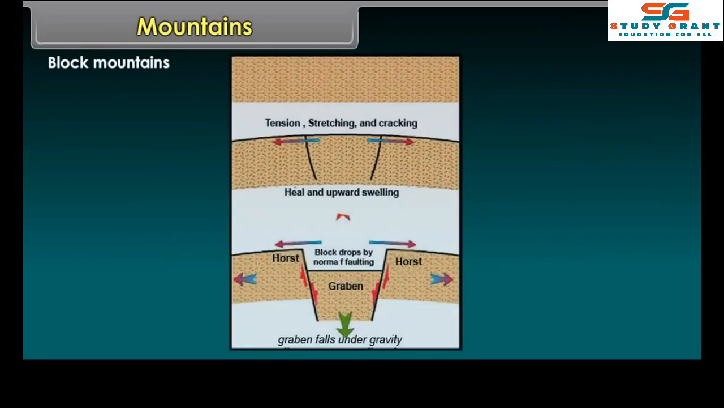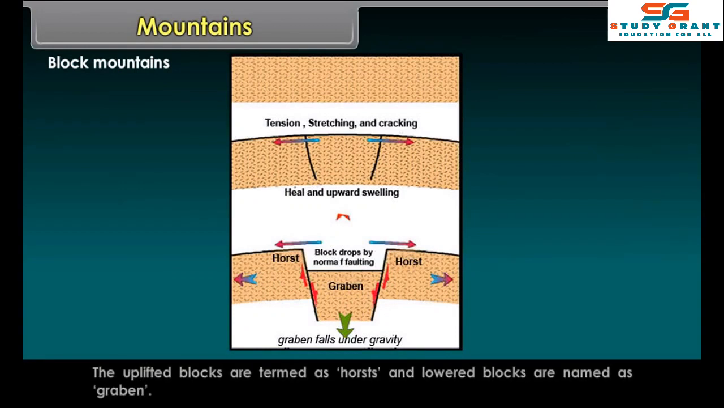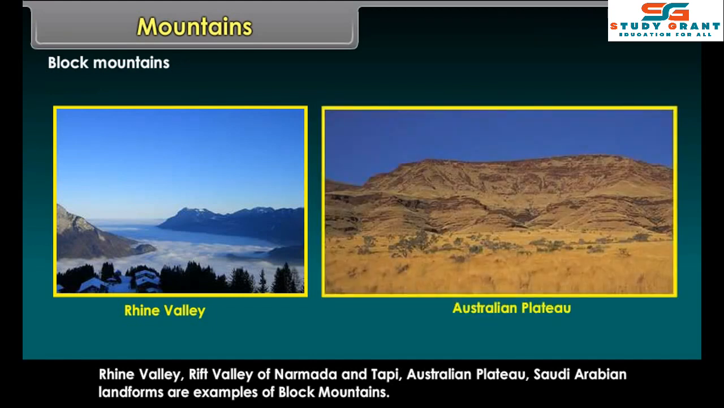Block mountains. When large areas are broken and displaced vertically, block mountains are created. The uplifted blocks are termed as horst and the lowered blocks are named as graben. Rhine Valley, Rift Valley of Narmada and Tapi, Australian Plateau, Saudi Arabian landforms are examples of block mountains.